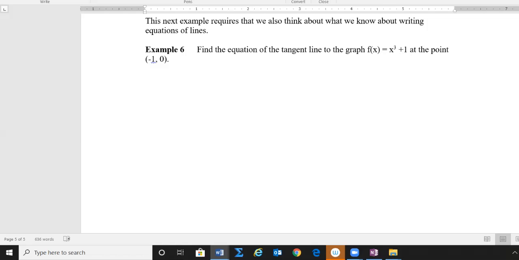Now here is a pretty typical problem. Authors throughout the text are always asking us to write equations of tangent lines. I believe it just wants to reinforce the idea that when we calculate a derivative, we are actually finding the slope of the tangent to the graph at a given point. So we're going to work through this one now, and this should wrap it up then.